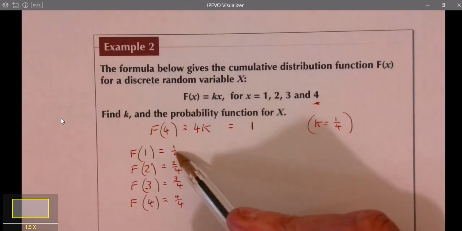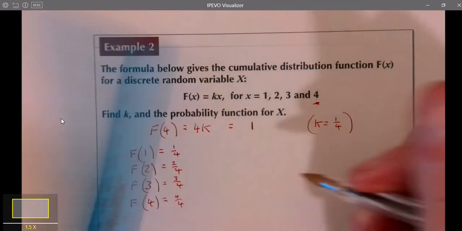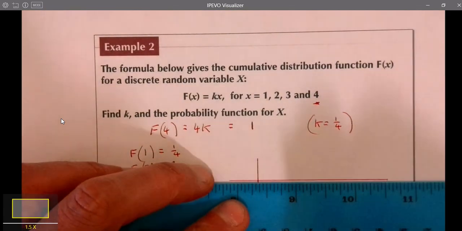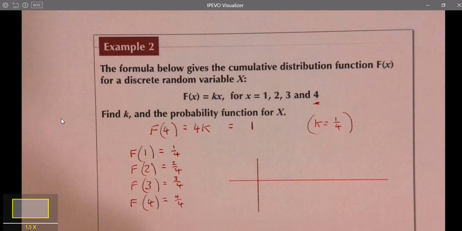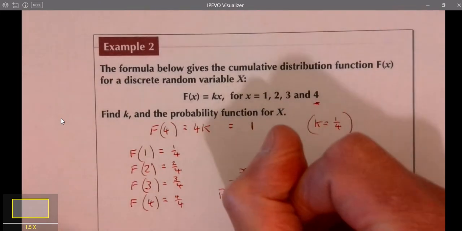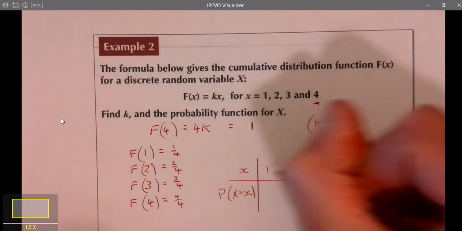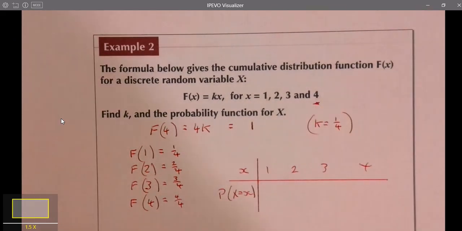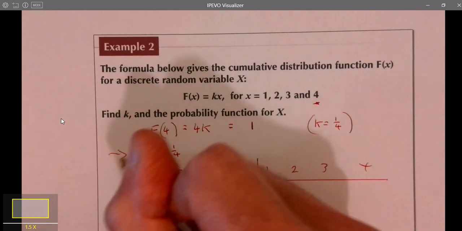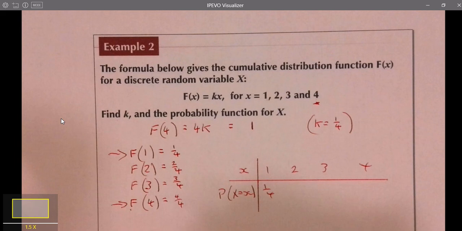So the first one's easy enough. If I want to write these down, I can put it into a table. I think that's the easiest way to see exactly what's going on. So we've got X and probability. What are the different outcomes? 1, 2, 3, 4. The first one is just a quarter, and that's always going to be the same. Remember, the important ones are those two. How to find the other one? Well, this one is this, take away this. I think you'll find that's a quarter.